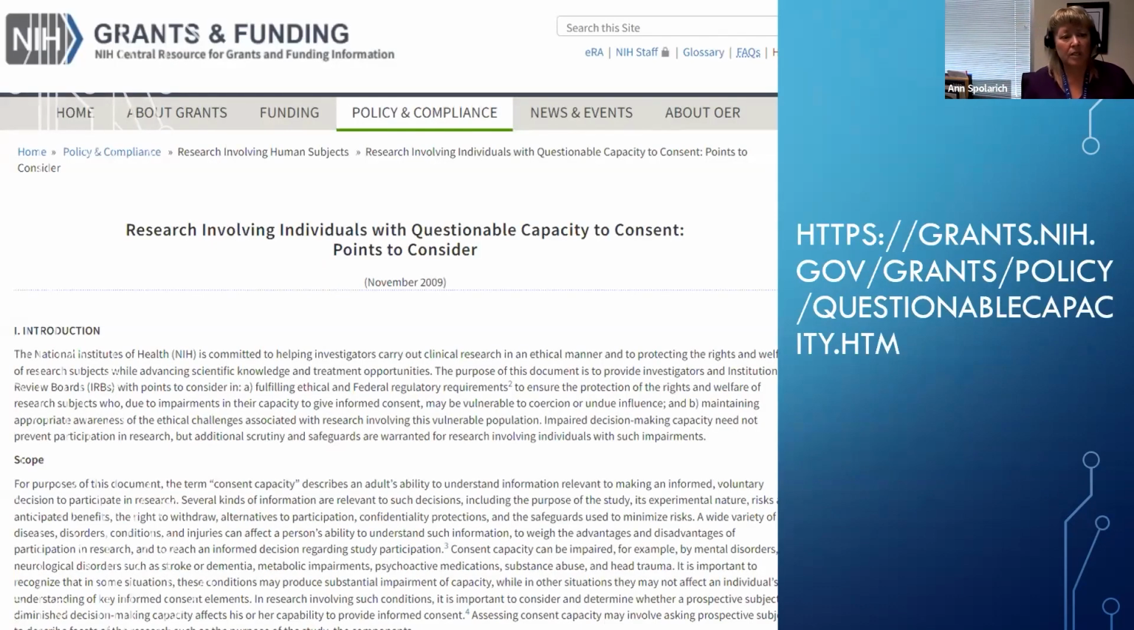So when you apply for an NIH grant, you will find all of this information under their policy and compliance tab. I would encourage you to take a look at this because they have a whole section on research that involves individuals with questionable capacity to consent and what are some of the things to consider. Consent capacity really refers to somebody's ability to understand the information that's relevant to making an informed, voluntary decision to participate.